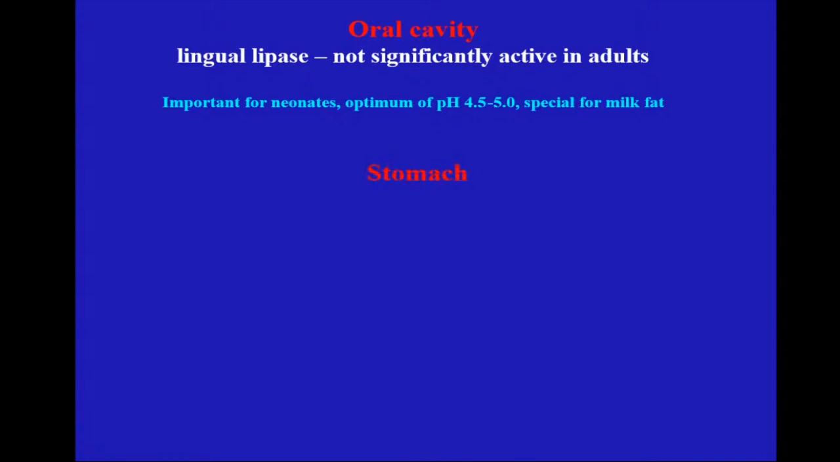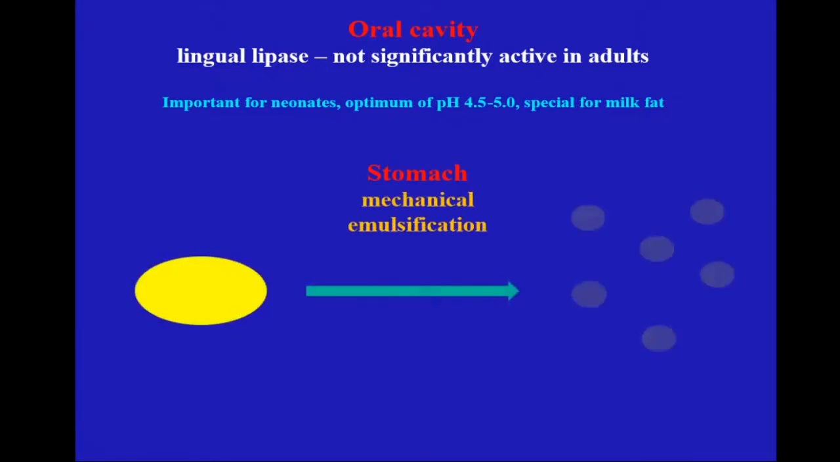Next step, this is the stomach, where the first mechanical emulsification is beginning. We need to say what emulsification is and why it is necessary. Our enzymes are proteins, they are water soluble, and they can act only in the water medium. They can interact with the fats as substrates only on the surface of the lipid drop, because here we have the interface between lipid and water.